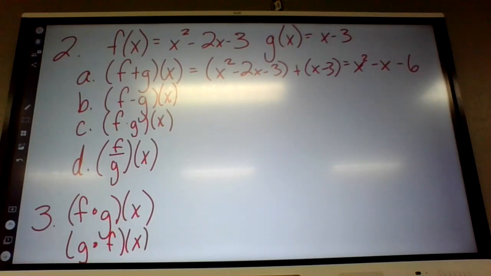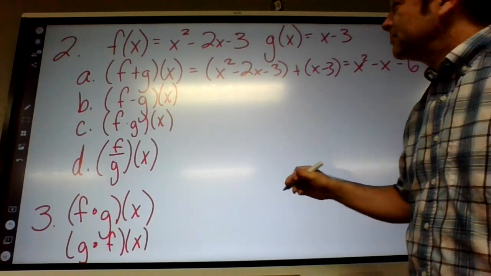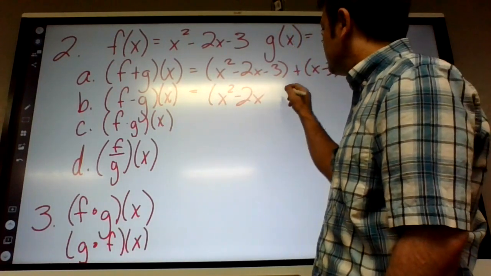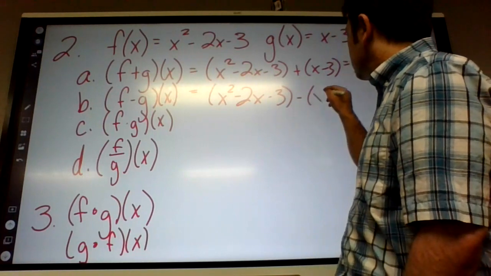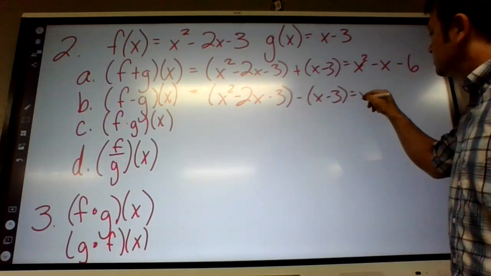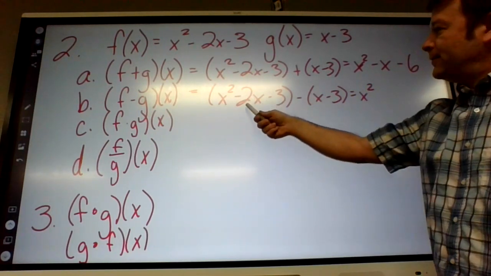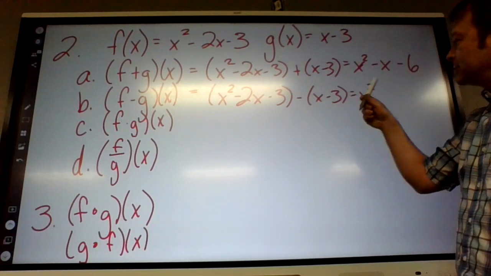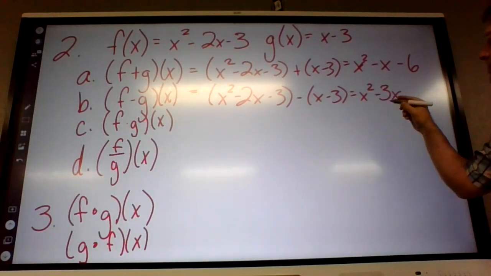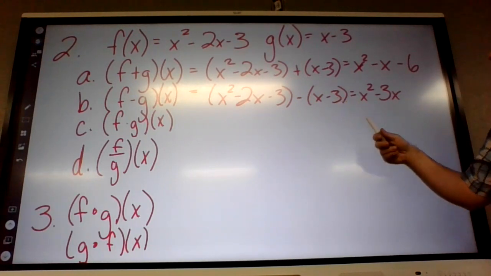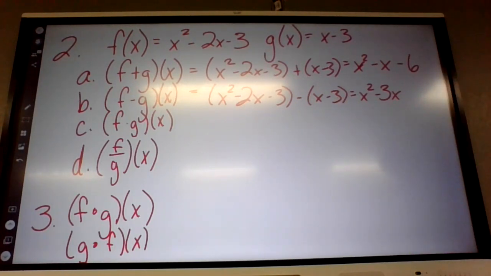So on b, we're going to subtract those two. Okay, x squared is kind of untouched. Negative 2x minus 1x is negative 3x. Negative 3 minus negative 3, 0. So that... Oh, you changed the 1 to a 3. My bad. You changed a couple things.